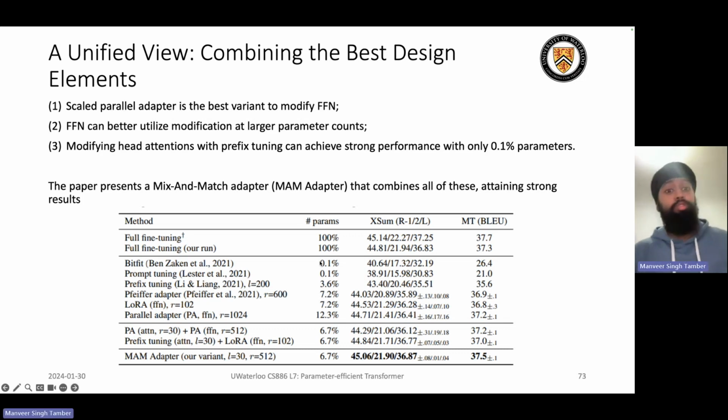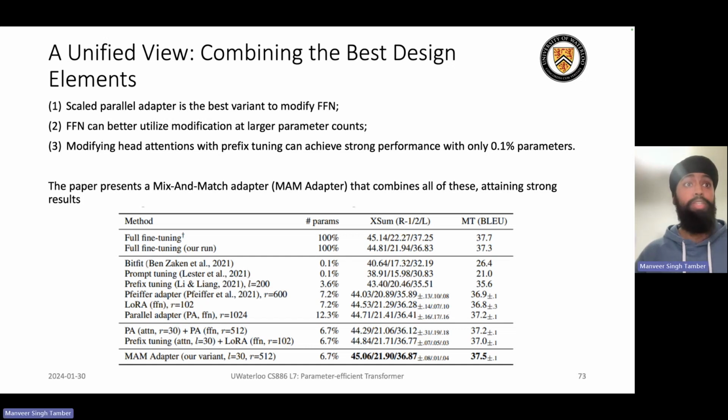But here's where the unified view comes in, where the best design elements can be combined to create an even better parameter efficient fine-tuning method. Right? So they found that the scaled parallel adapter is the best variant to modify the feed-forward network. They also found that feed-forward networks can better utilize modifications at larger parameter counts. However, when the parameter budget is small, so when we only want to modify a small number of parameters, modifying head attentions with prefix tuning can achieve strong performance.